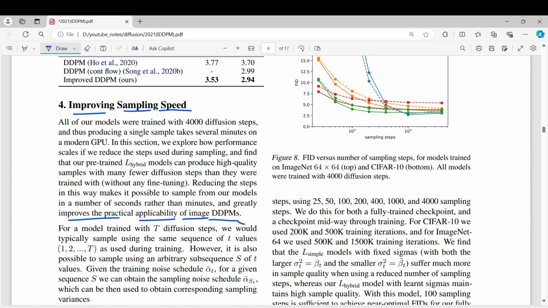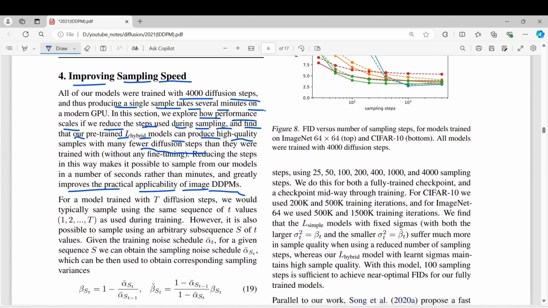For that they say that they train the diffusion model with 4,000 diffusion steps, thus producing a single sample takes several minutes on a modern GPU. In this section, they explore how performance changes if you reduce the steps during sampling, and find that their pretrained hybrid model can produce high quality samples with fewer diffusion steps than they were actually trained with. Reducing the steps in this way makes it possible to sample from the model in a number of seconds rather than a minute, and greatly improves the practical applicability of the DDPM.